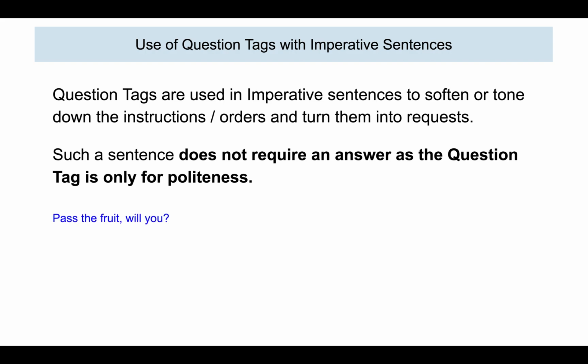Pass the fruit, will you? Now actually this is an imperative sentence. So the speaker is asking someone to do something. In this case, he is asking the person to pass the fruit, and that's all that the person has to do. But just to be polite, the speaker adds the question tag, will you? Now no answer is expected. The person who is being addressed has to just pass the fruit.